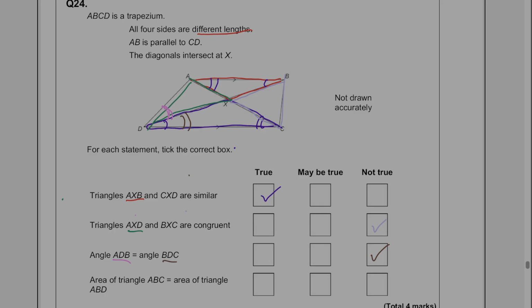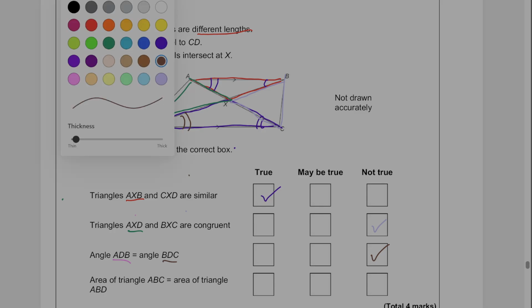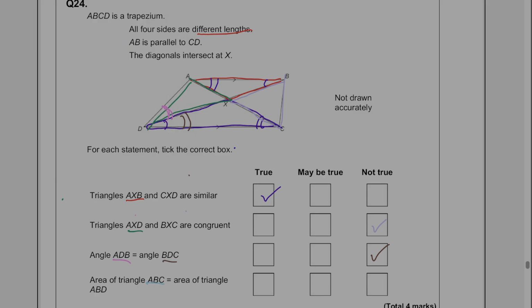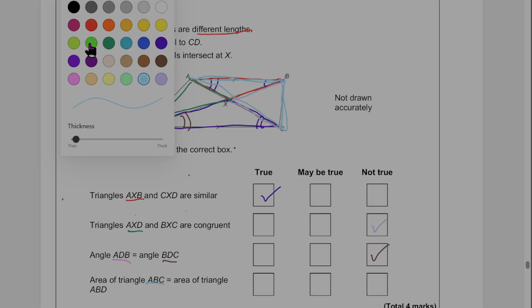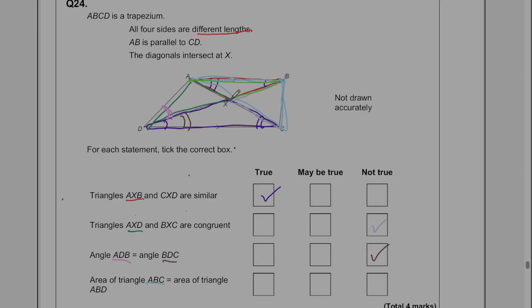Right, the final one. Look at the colours I haven't used. The area of ABC, so the area of that one is equal to the area of ABD, so is equal to that one. Right, so we can, yes, that one would be true.